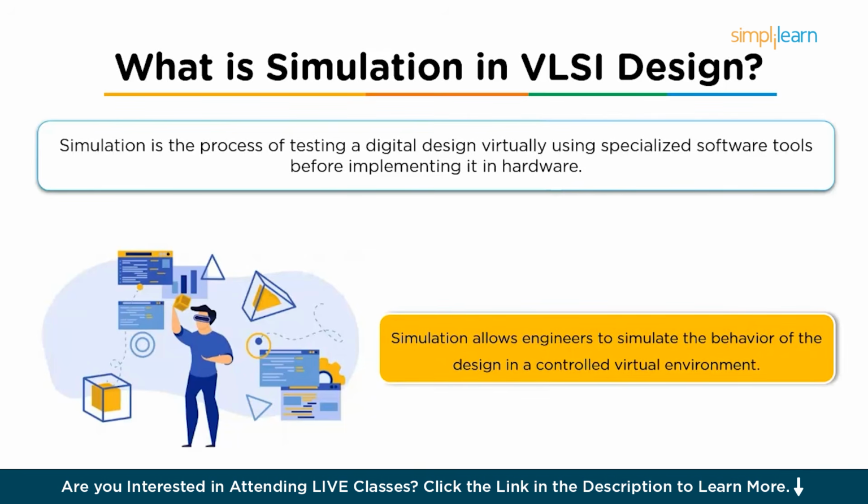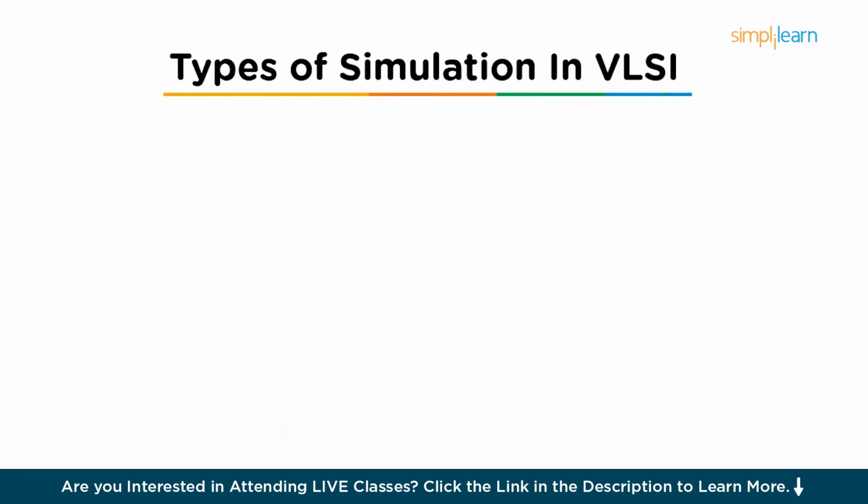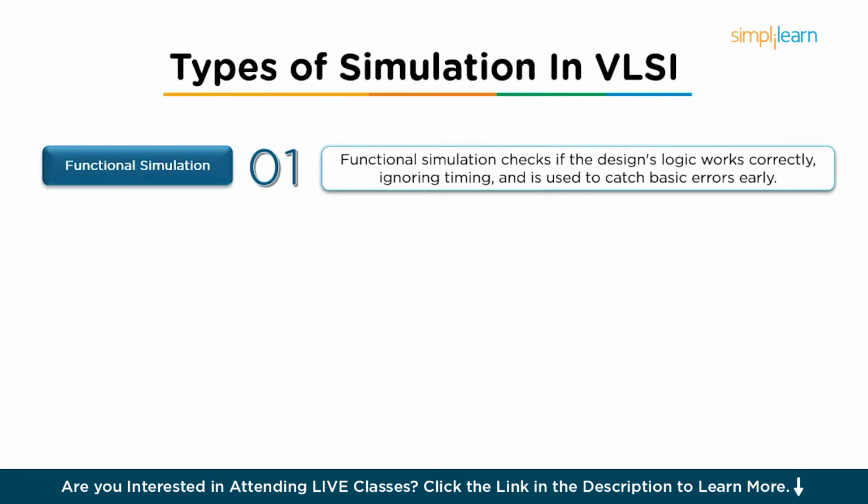Instead, simulation allows engineers to simulate the behavior of their design in a controlled virtual environment. So now let's understand the types of simulation in VLSI. The first one is functional simulation. Functional simulation checks whether the design functions correctly, that is, whether the logic described in the Verilog code produces the expected result. Functional simulation does not take into account timing issues. It simply verifies the logic of the design. It is typically the first step in the simulation process, as it helps catch basic errors in the design before the complex timing issues are considered.